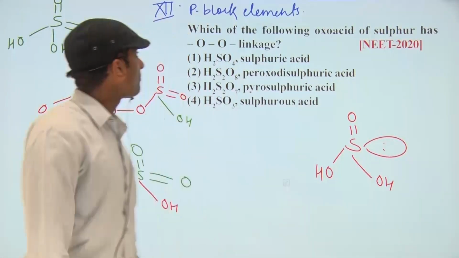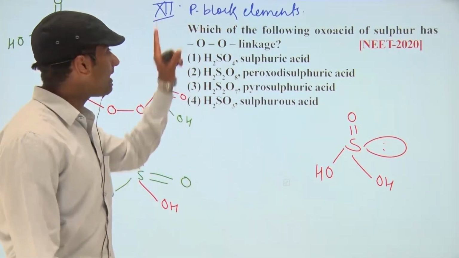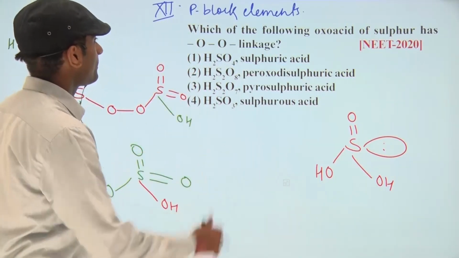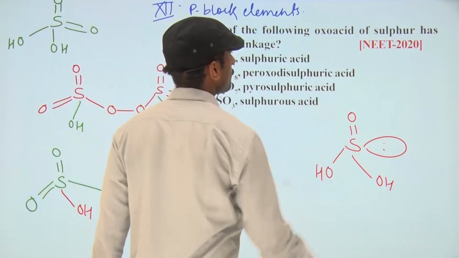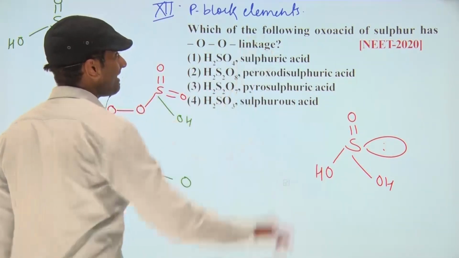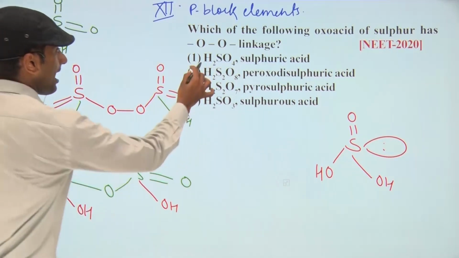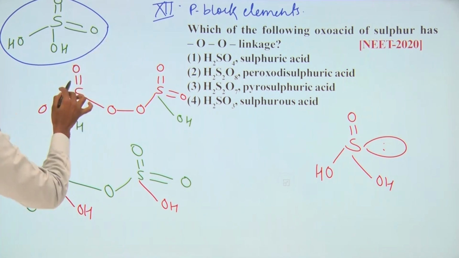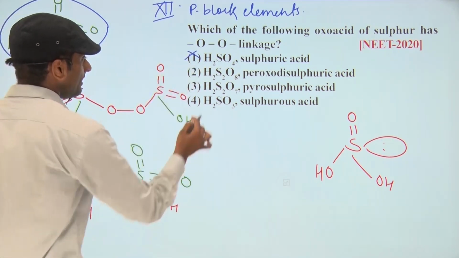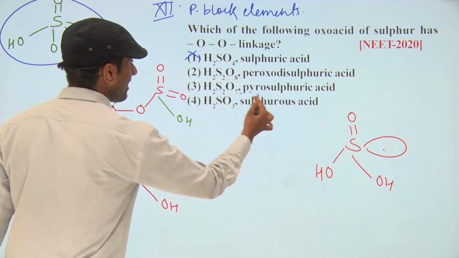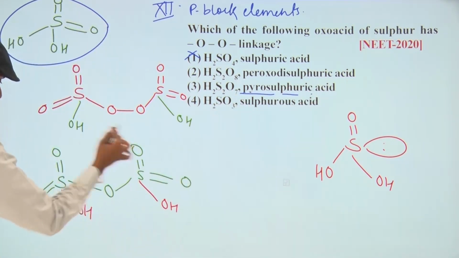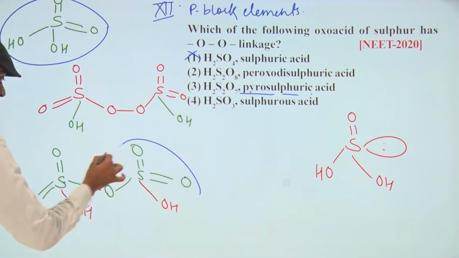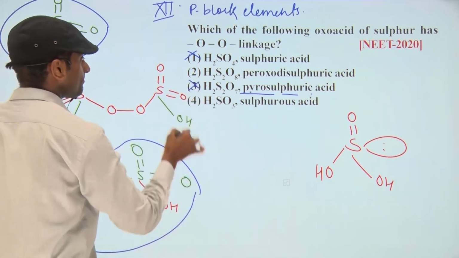Students, this question is taken from the p block elements of 12th class, and the topic is oxo acids of sulfur. And you can see the question: which of the following oxo acids of sulfur has peroxide linkage? This is called the peroxide linkage. First, H2SO4, sulfuric acid. This is the structure. You can see that peroxide linkage is not possible here. Next, H2S2O7, pyrosulfuric acid. This is the structure. You can see that the S-O-S bond is present here. Peroxide linkage is not present here.